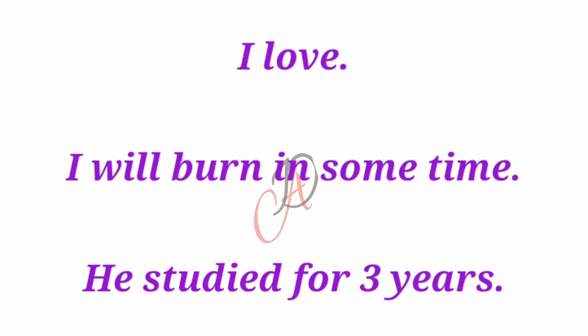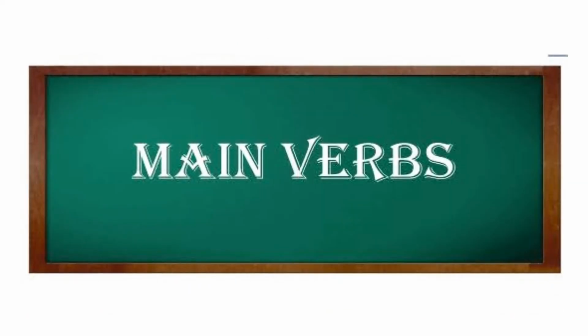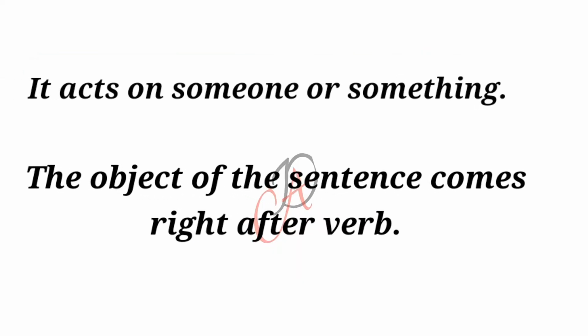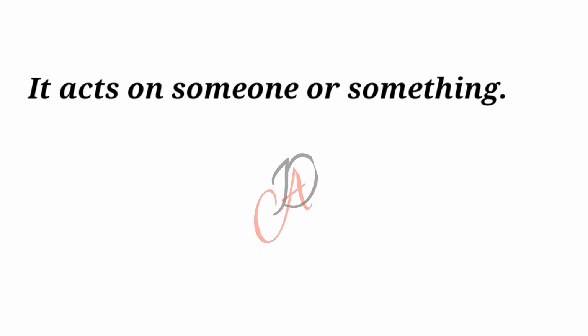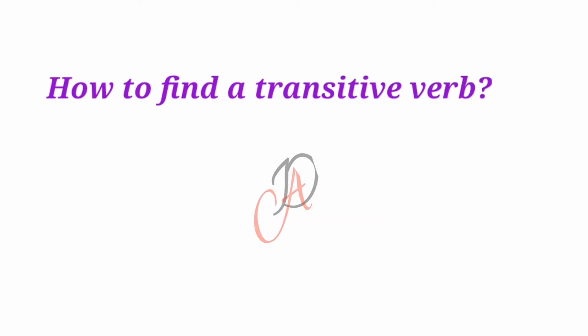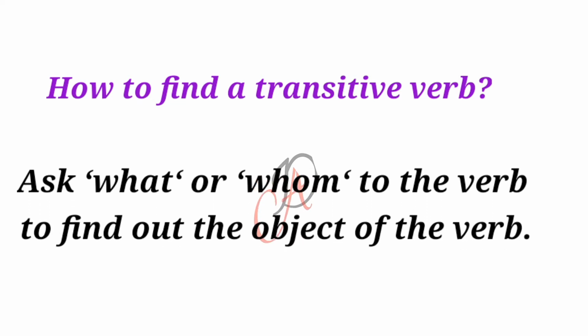So, guys, a transitive verb is a main verb that has a direct object. It acts upon someone or something directly. The object of the transitive verb comes right after it. Now, naturally, a question arises in our mind, how to find a transitive verb? It's quite simple, my friends. Just ask what or whom to the verb to find out the object of the verb. The answer that you get to the question what is always an object, that is for a non-living thing. And the answer that you get to the question whom is always for a living thing.